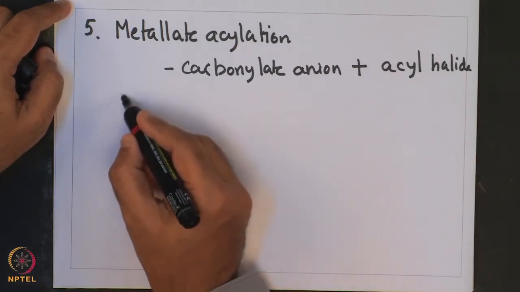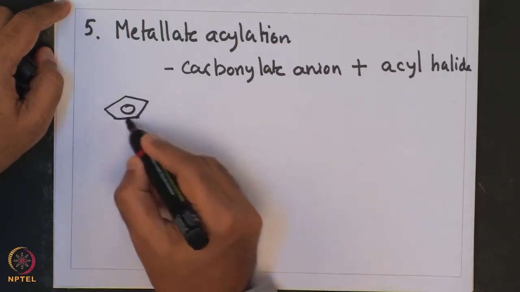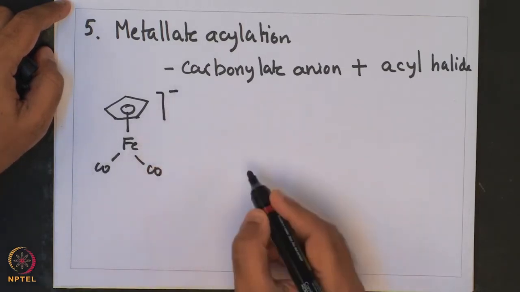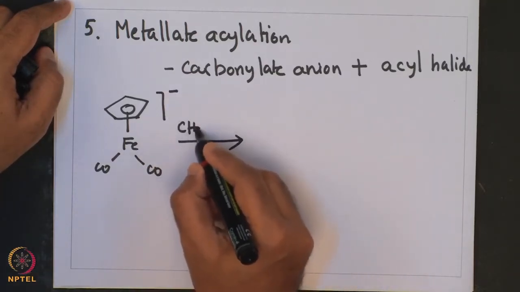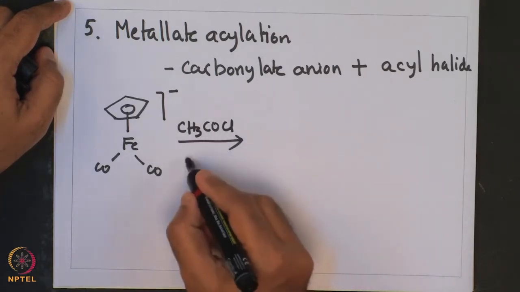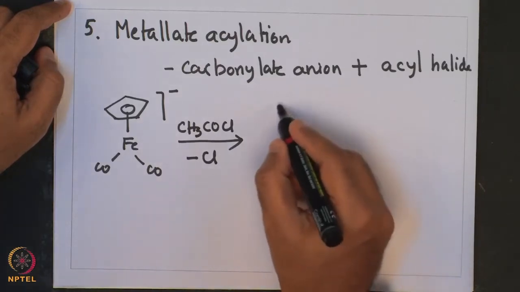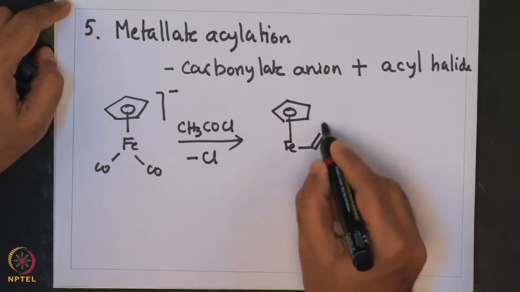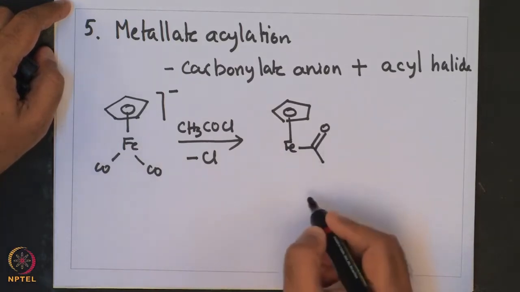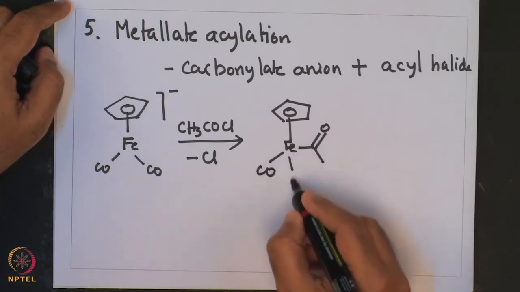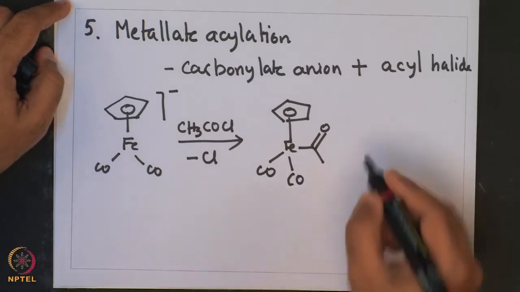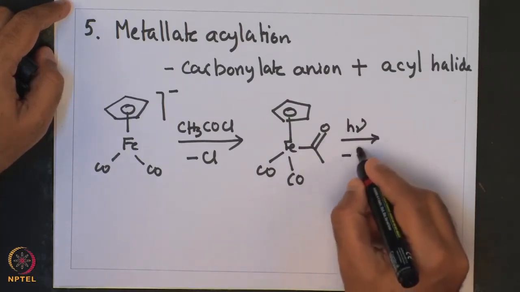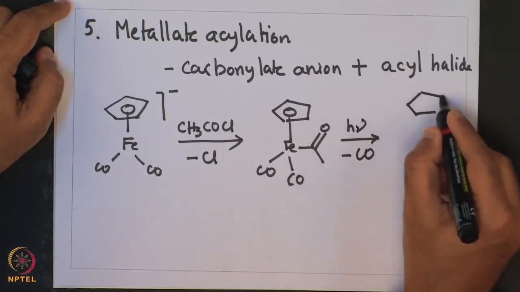I will illustrate this with the following iron metallate complex, reacting with CH3COCl, giving minus chloride. This gives the Fe-CO-methyl moiety, iron cyclopentadienyl dicarbonyl, which in presence of light eliminates the CO to form the iron methyl complex.